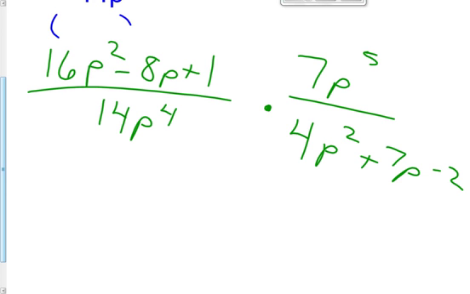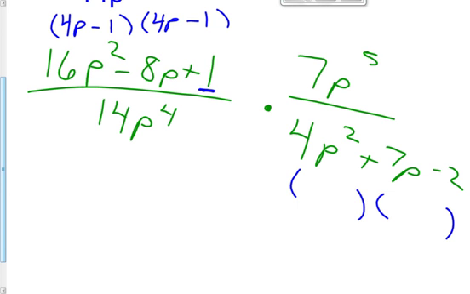Here we have a trinomial. Let's do this to it. Here's a trinomial. Let's do this to it. Here we go. We have 4p multiplied by 4p gets us 16p squared. And a minus 1 times a minus 1 still gets us our positive right here. And now we have our negative 4p minus 4p makes our negative 8p.